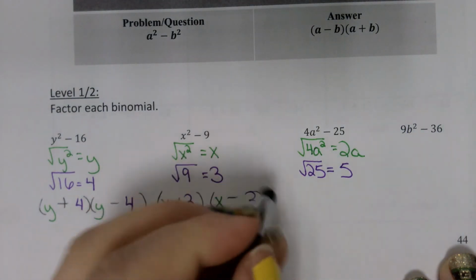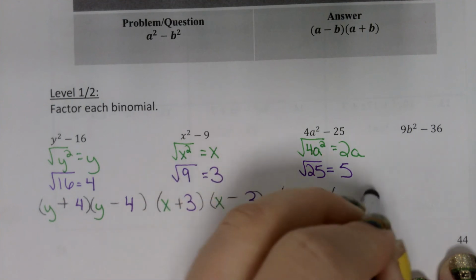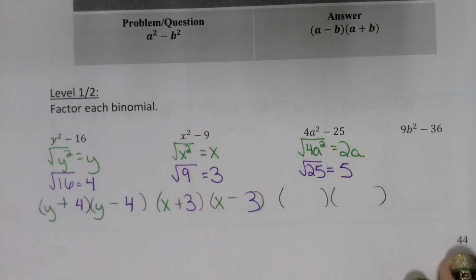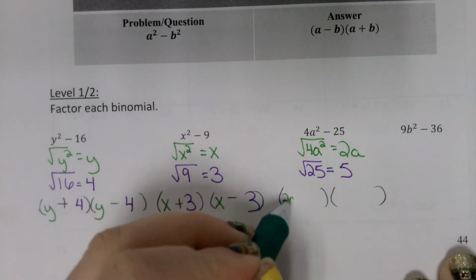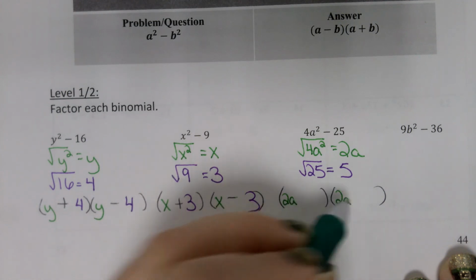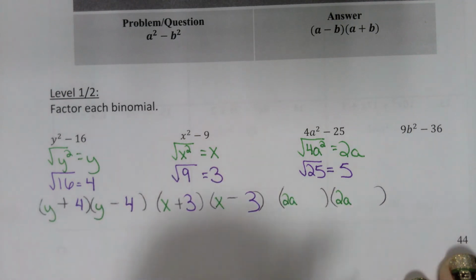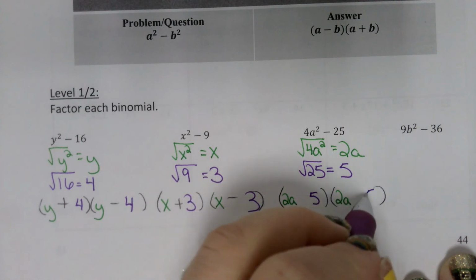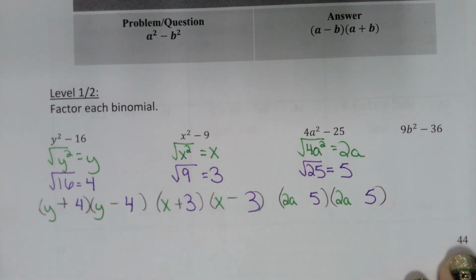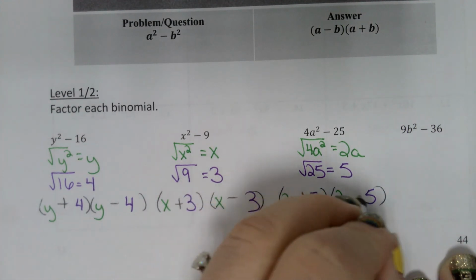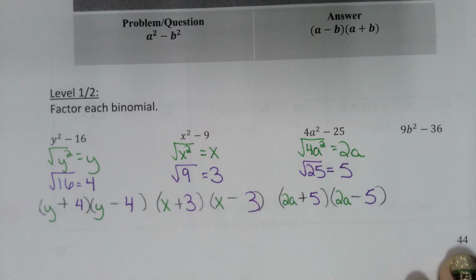So we'll set up our set of parentheses. The square root of the first term will go in the first spot. The square root of the last term will go in the last spot. And we'll connect them with one plus and one minus. Let's do that one more time.